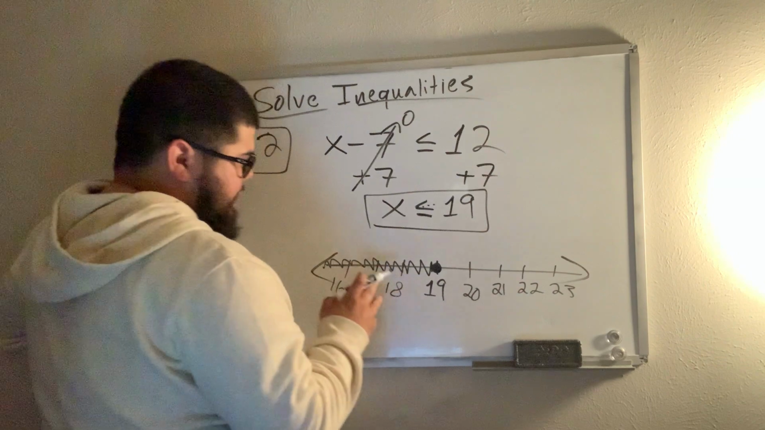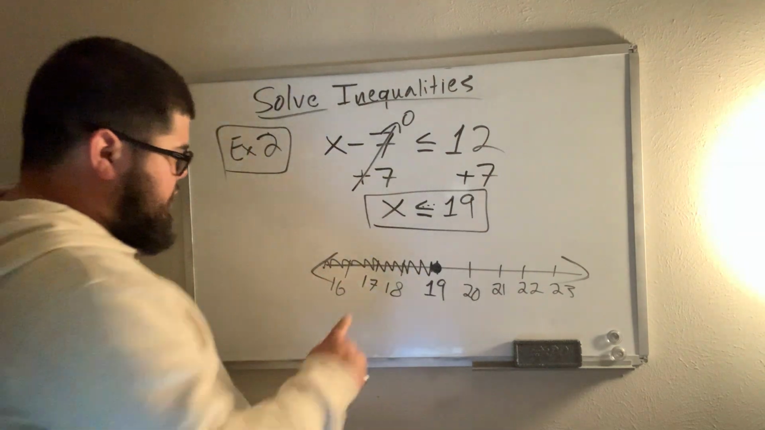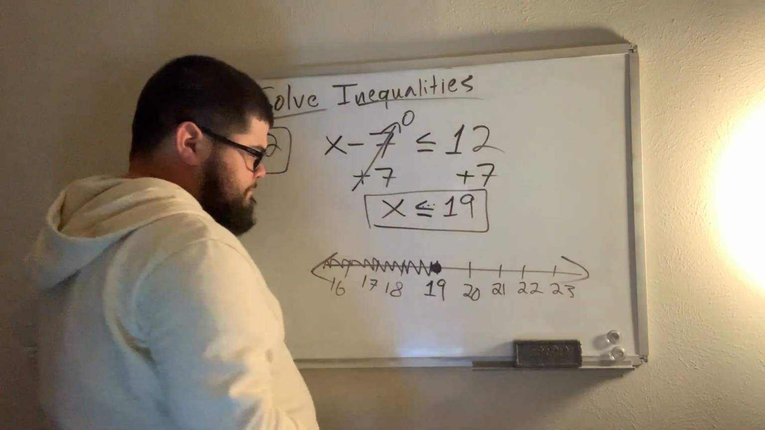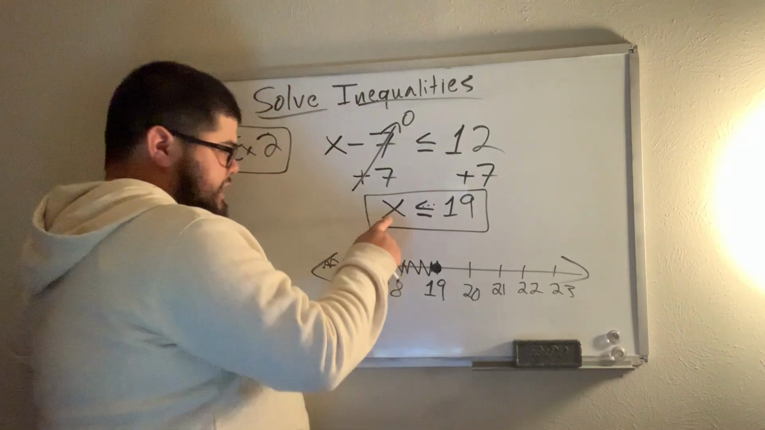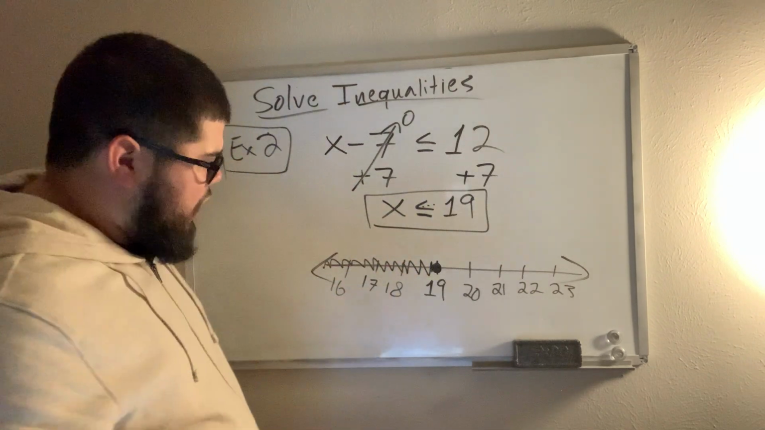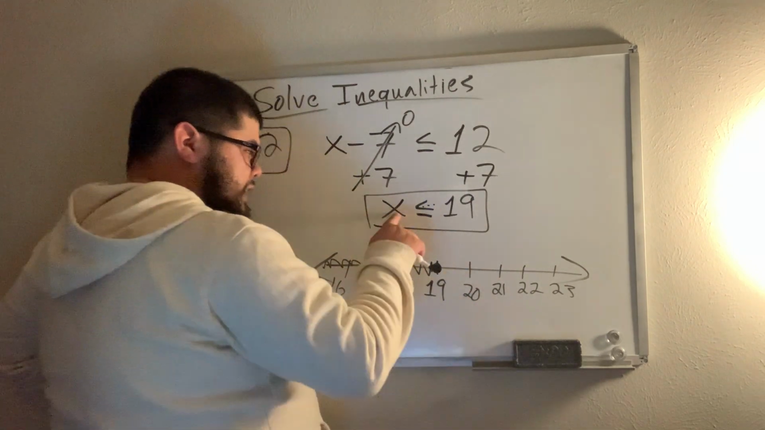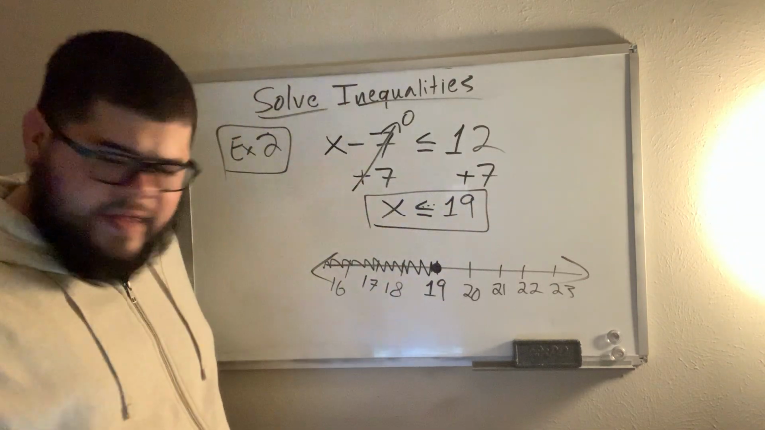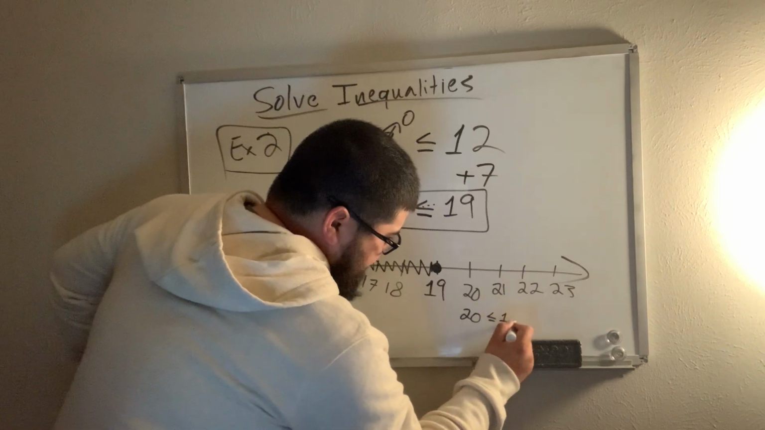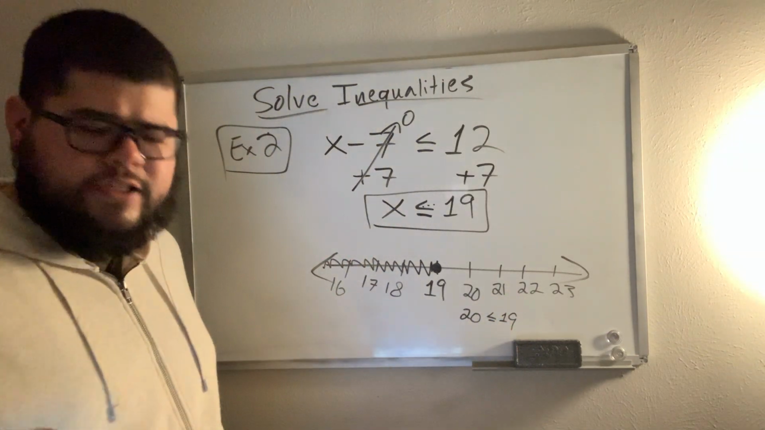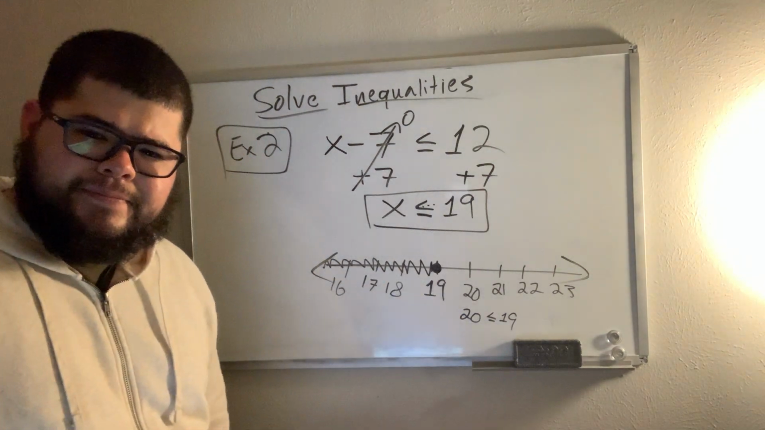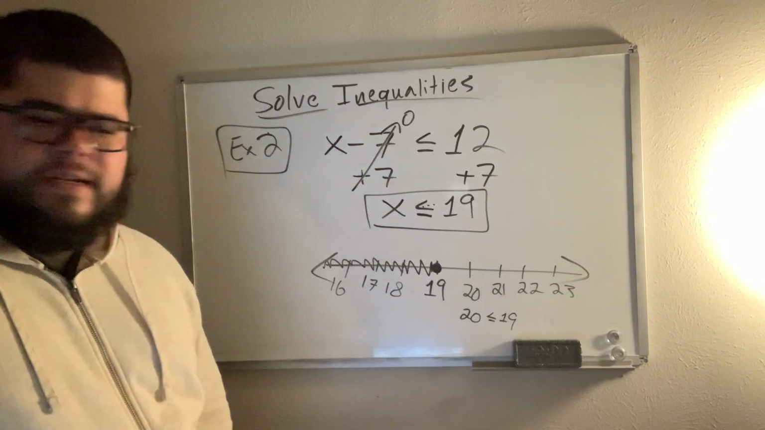Also, the way to think about it, in terms of understanding what's happening here: if you substitute 18 here, is 18 less than or equal to 19? Yes. Is 17 less than or equal to 19? Yes. Is 16 less than or equal to 19? Yes. Now, look over here, 20. Is 20 less than or equal to 19? The answer is no. It is not less than or equal to 19.